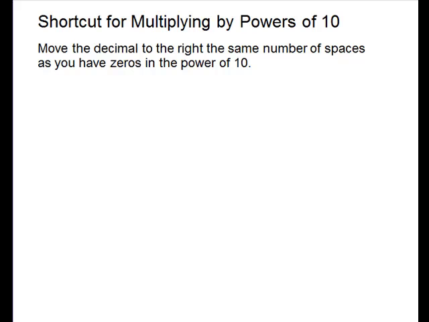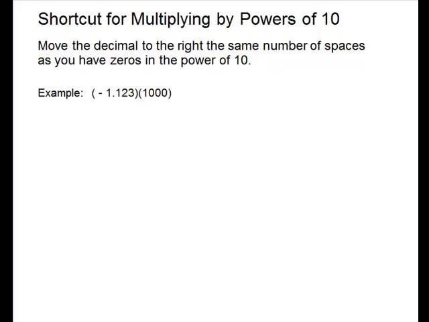We have one shortcut for multiplying decimals that I like to use. And it is a shortcut for multiplying by powers of 10. And that is like 10, 100, 1,000, 1,000,000. So a 1 and some zeros. Shortcuts are good when they're easy to remember and they're fast and mathematically based. This shortcut, you just move the decimal to the right the same number of spaces as you have zeros in the power of 10.